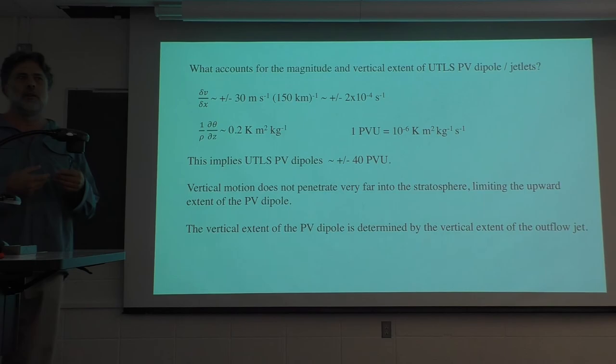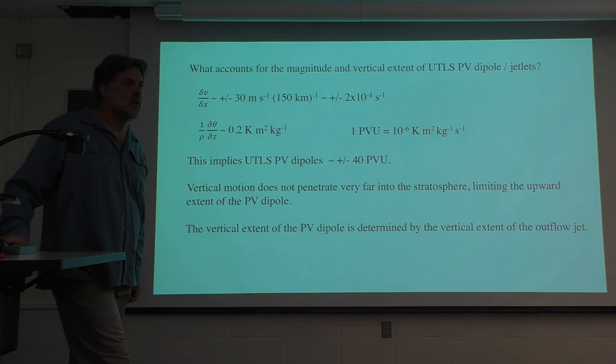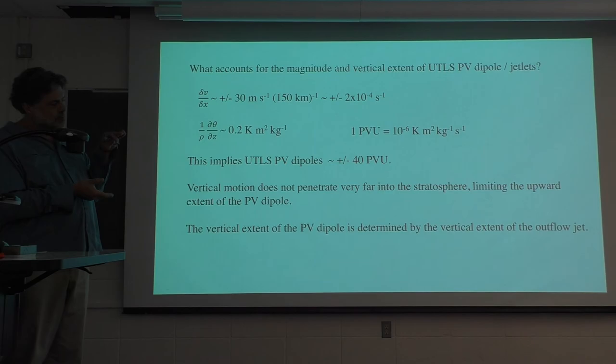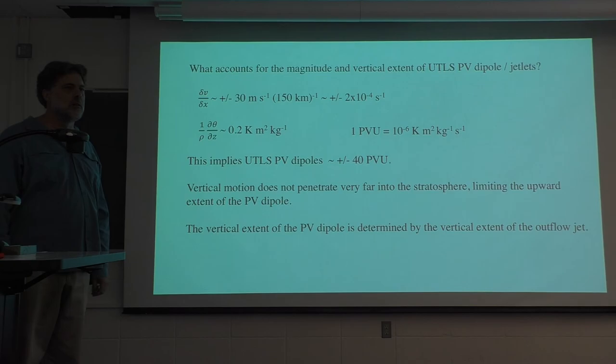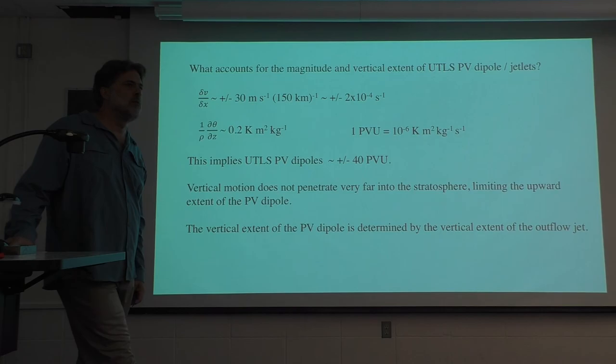So your PV dipole is at a height surface? Well, I mean, they extend from this pressure level to this pressure level, from this theta level to this theta level, from this height to this height. But I mean, if you see a 40 PVU difference in PV on the height surface between the buses. Oh, I see. 40 PVU difference.